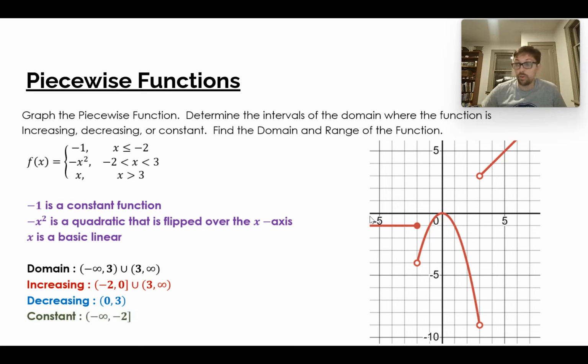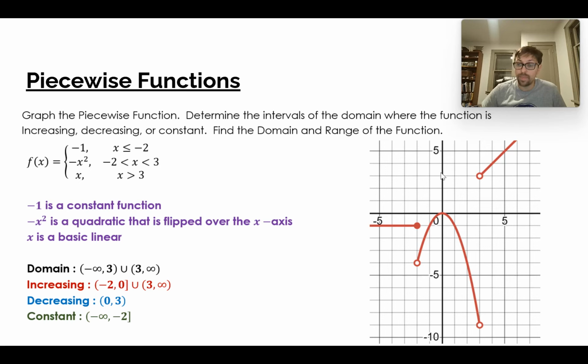So that is where we are constant. In terms of our range, our lowest value that we get is down here at -9. We don't get an output of -10, so that is not part of our range. This range goes all the way up to 0.